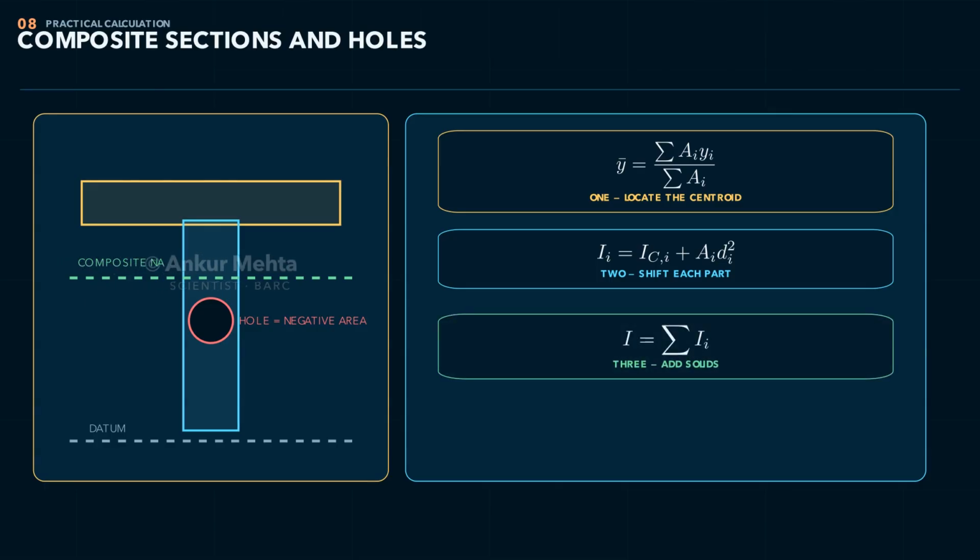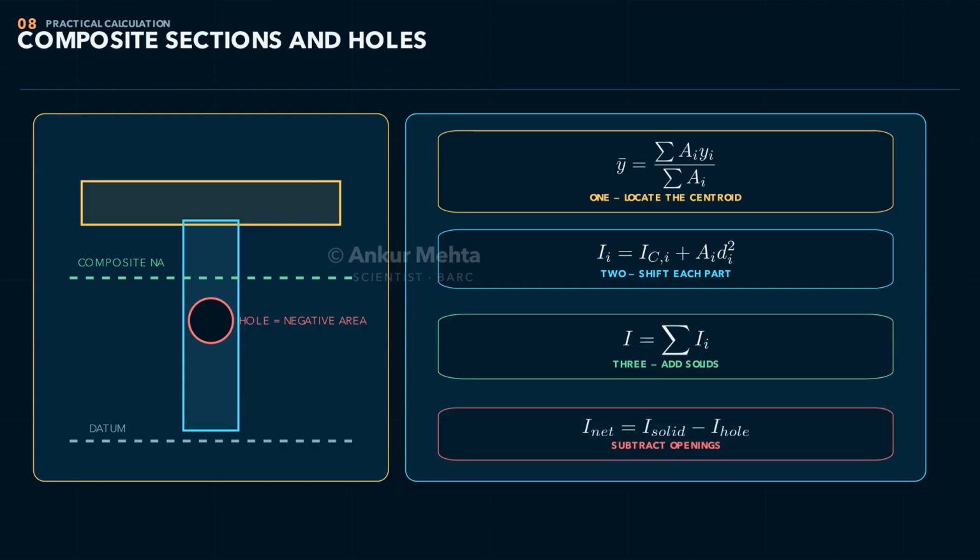This method works because the integral over the complete area can be separated into integrals over individual regions. A common mistake is to add only the tabulated centroidal values and forget Ad squared, even though the separation from the neutral axis is often the dominant contribution.